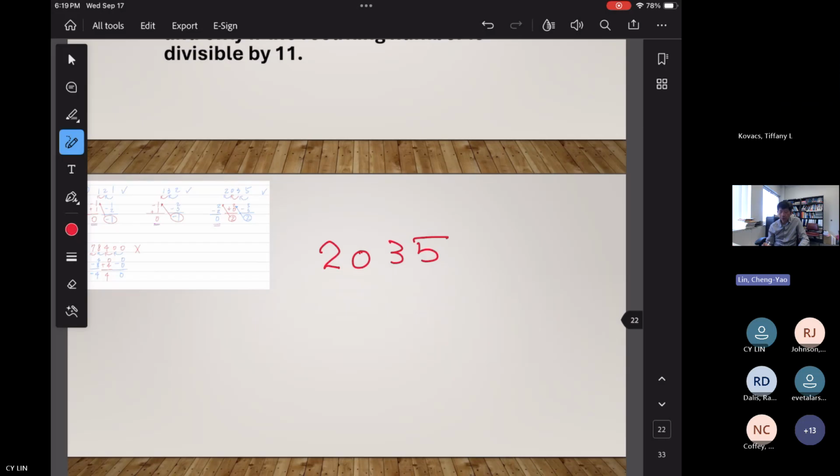2035. Is 2035 divisible by 11? Take a minute, do this. Subtract, and the next one will be addition. The next one will be a subtract. And the next one will be addition. You alternate.